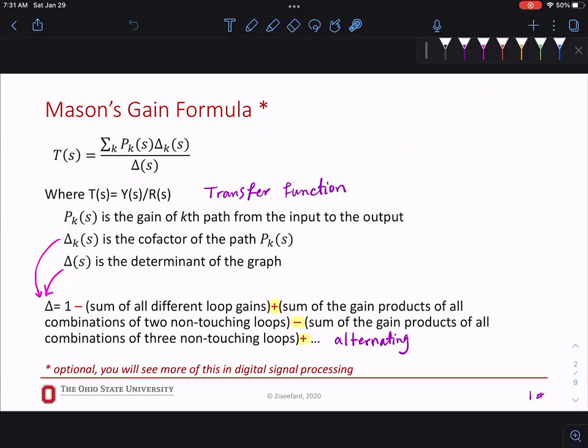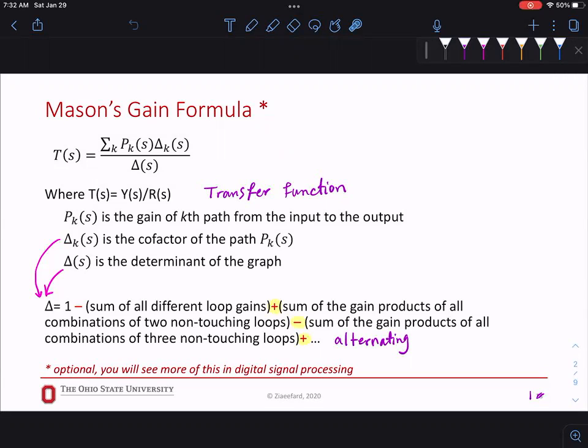Path is basically starting from your input, going all the way to the output. That will become your path if you remember from the terminology. Delta k, the cofactor, we use the same formula that we use for determinant for the cofactor. There's a slight difference that I'll show you in an example. Now, how to find determinant?